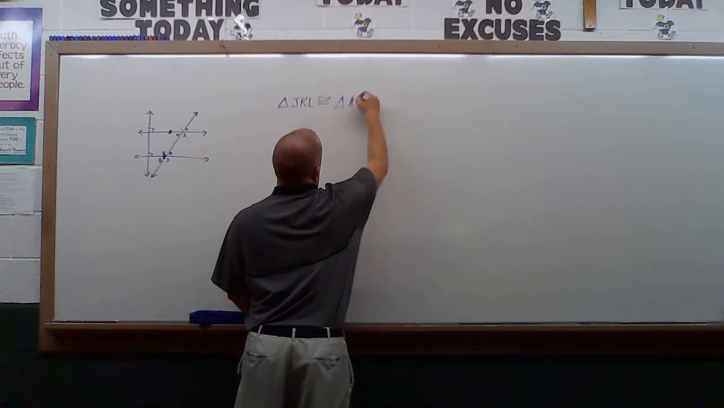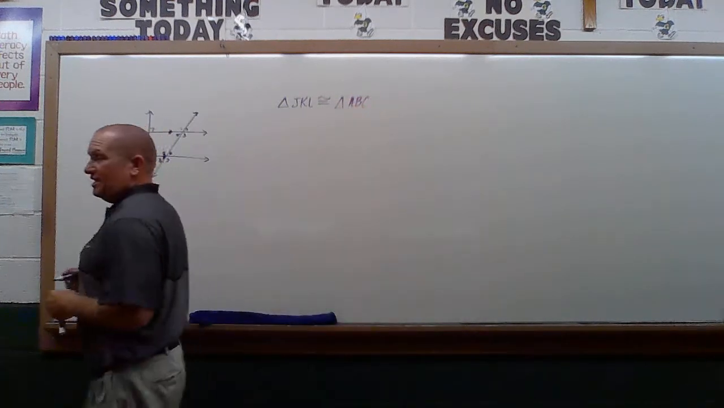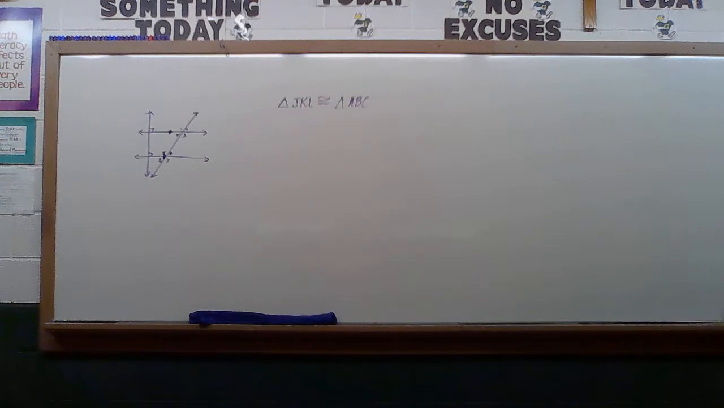Triangle ABC. So this is a congruence statement, and it tells us just as much as that figure does, right? So what angle is congruent to angle K? What side is congruent to JK? AB. What angle is congruent to C? L. What side is congruent to BC? KL. Awesome.